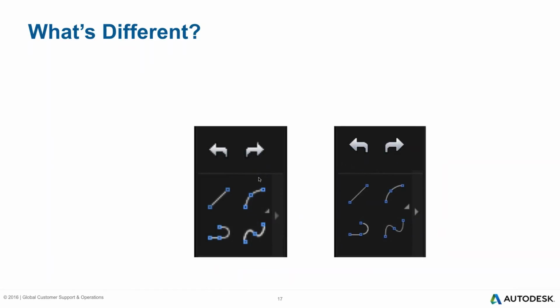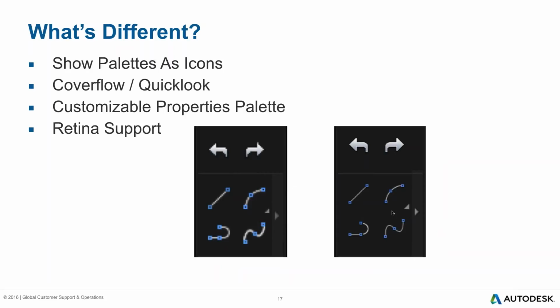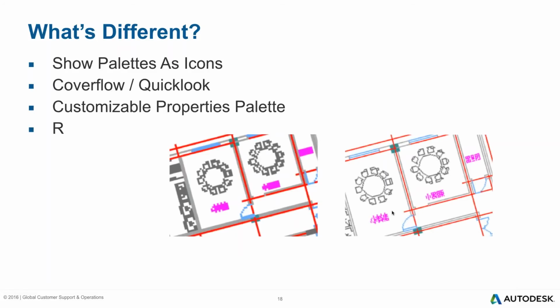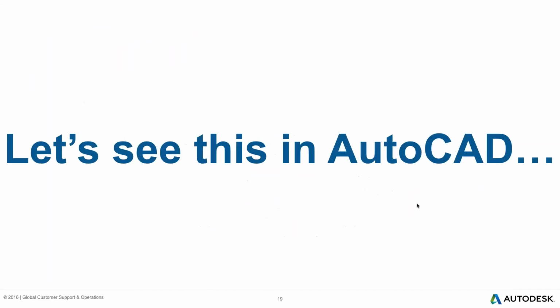So all of our interface is quite smooth. Everything obviously looks a lot better when you're on your 4K iMac or your 5K iMac. And it's not just the interface, it's the drawings as well. So all your drawings are going to look a lot crisper, a lot cleaner when you have those 4K displays. So let's actually see some of this stuff in AutoCAD.